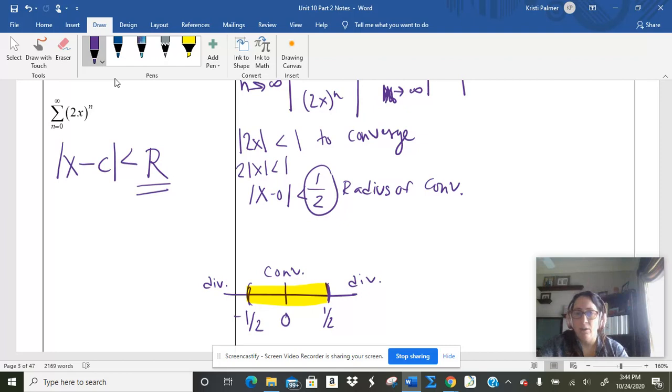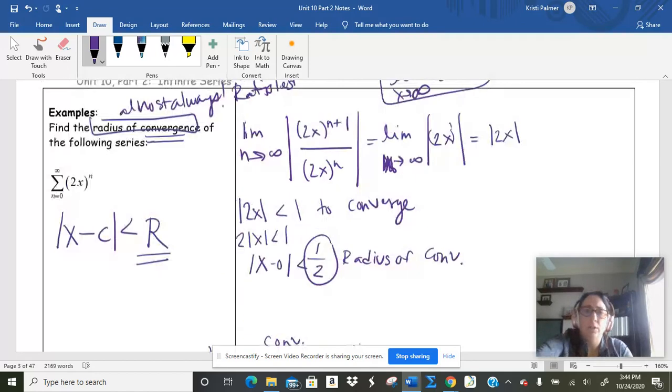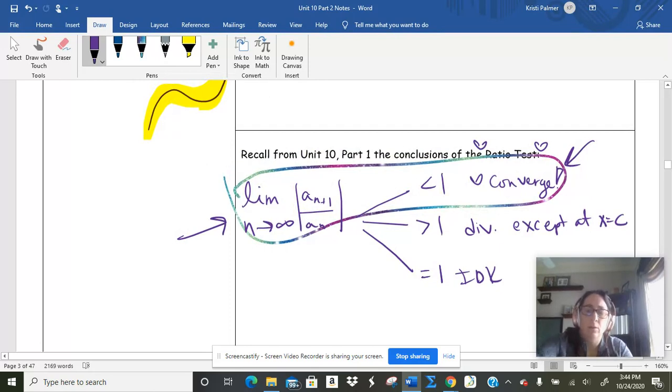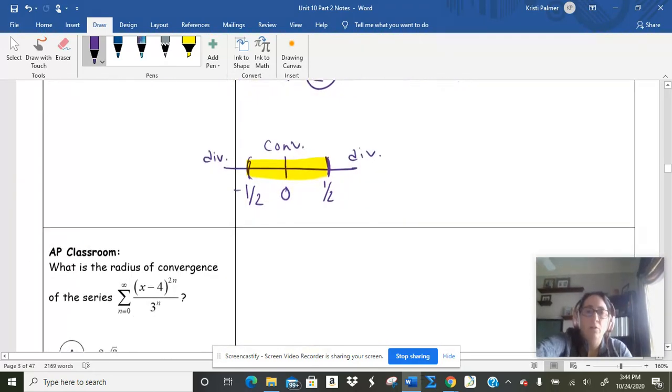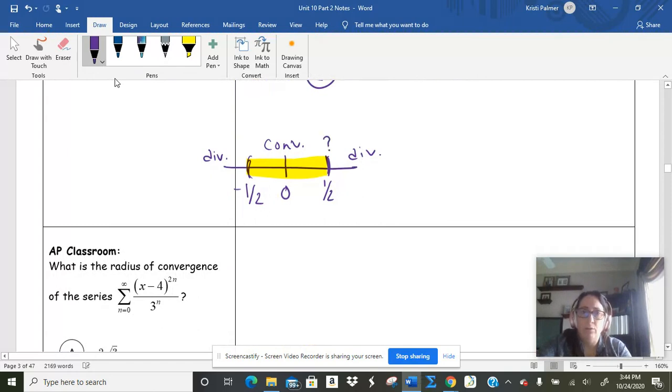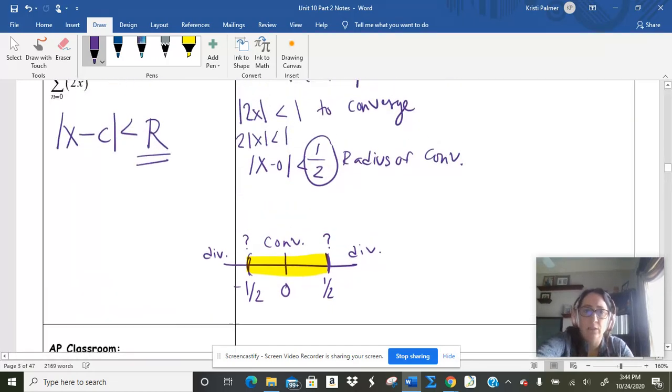And this is the tricky part. What would have happened at 1/2? What if I plugged 1/2 into here? What would I have gotten? 2 times 1/2 is 1. Absolute value, 1. What do we know about the ratio test when it is 1? We don't know anything. So at these endpoints, we don't know yet what's happening, and we'll have to do more work. Even at negative 1/2, what's 2 times negative 1/2? Negative 1. Absolute value, 1. So we don't know what's going on. We have to do more work, okay?